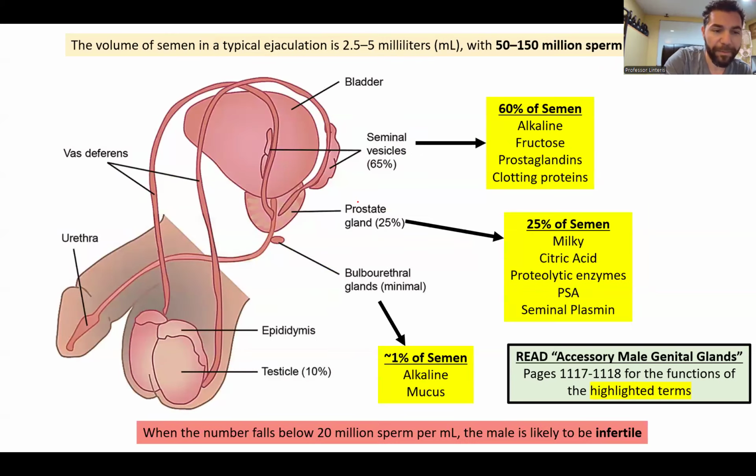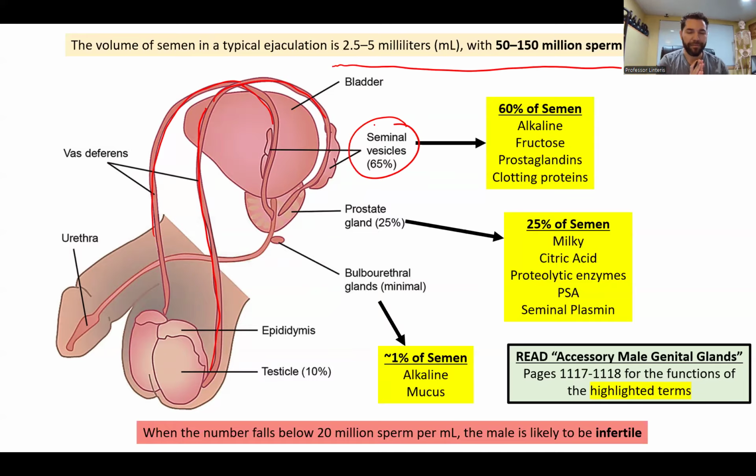So sperm production, let's see if I can do this. Yes. We make a lot of them, millions of sperm. They're stored in the epididymis, and during ejaculation, right? They come out, and you can see that they pass through a few structures.